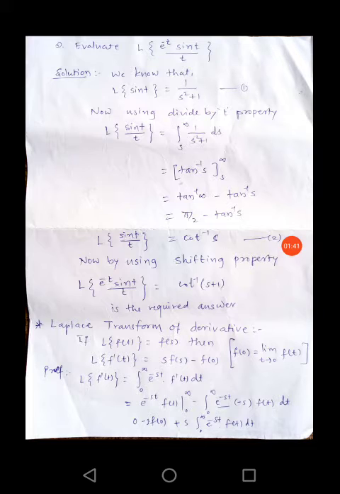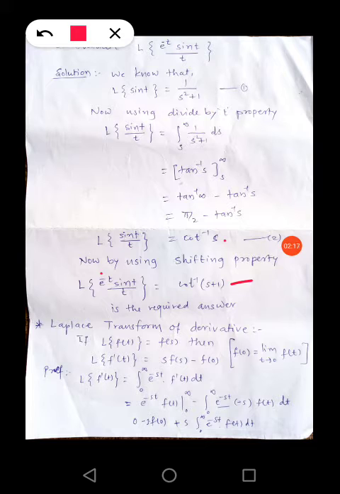So this is equation number 2, and now finally we are going to use the shifting property. Therefore Laplace of sin t divided by t is cot inverse s, and by the shifting property, Laplace of e raised to minus t into sin t divided by t is equal to cot inverse of s plus 1, because here it is minus t and s is replaced by s plus 1. So this is the shifting property.